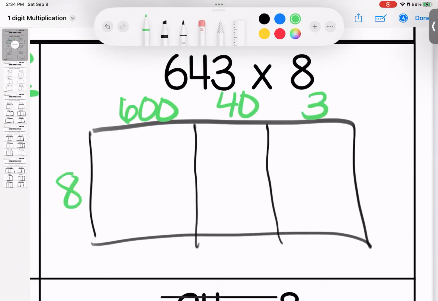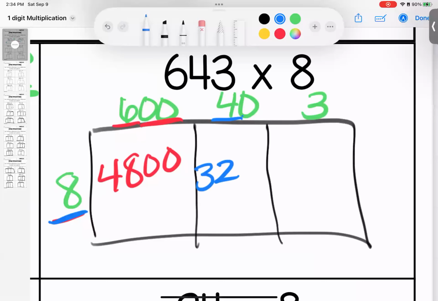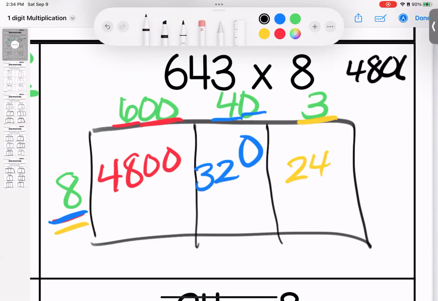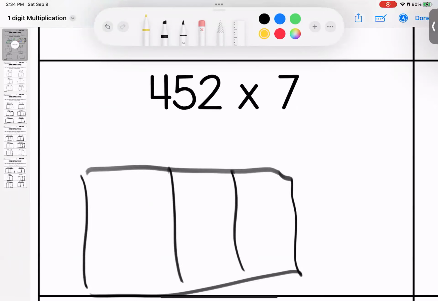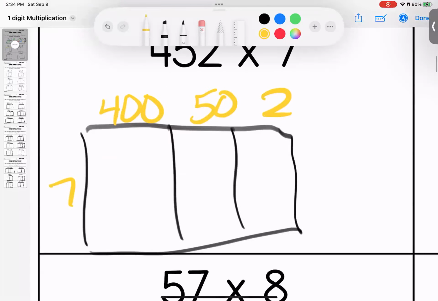Over here, I have 643 times 8. 6 times 8 is 48, there's 2 zeros. 8 times 4 is 32, 1 zero. 8 times 3 is 24. So I need to add up 4,800, 320, and 24. You can break this into two problems if it's easier for you. 8 and 3 is 11, 4 and 1 is 5. 5,144.